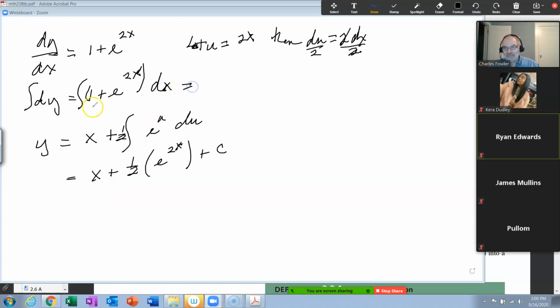Okay, I split this into two integrals. One is the integral of dx, so that would just be x, and that's what gave us the x here, plus the integral of e to the 2x dx for that part. Now you didn't have to do a u substitution, but I thought you might find it helpful. The innermost part, the most complicated part of the problem, let that be your u. Let u be the 2x. Then du would be 2 dx. We don't want a 2 dx, we only have a dx here, so divide both sides by 2.